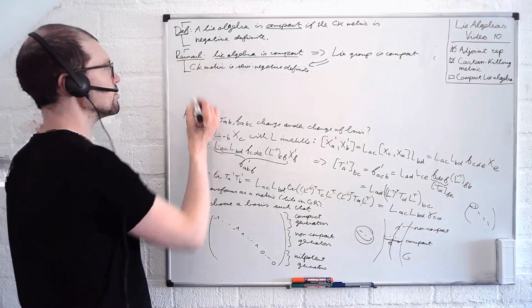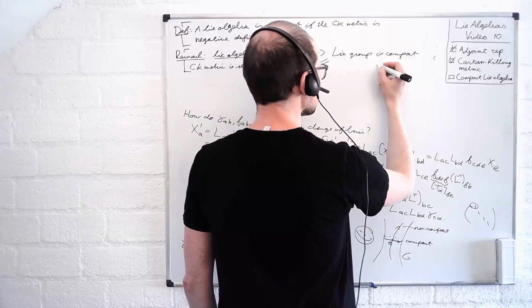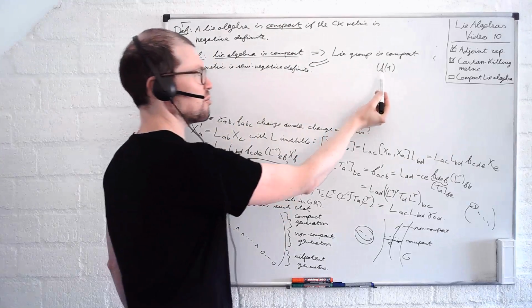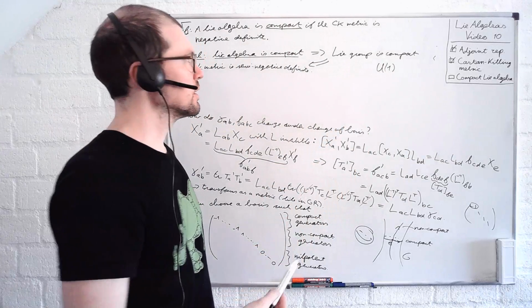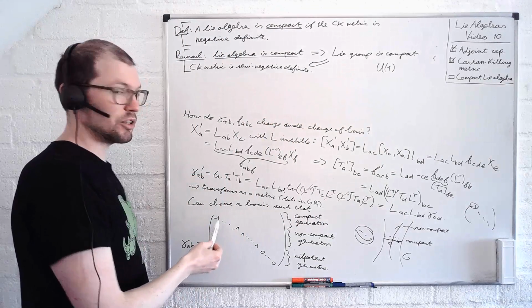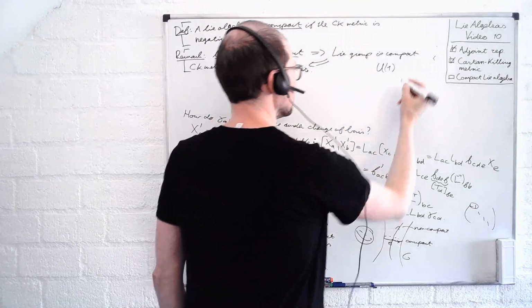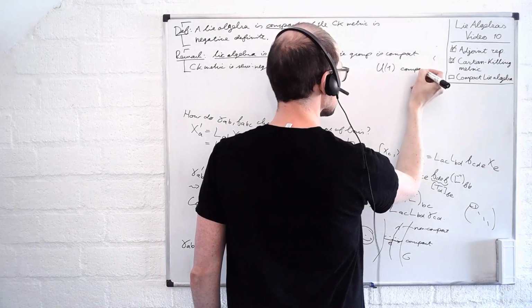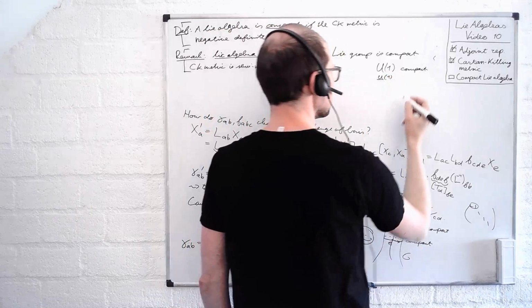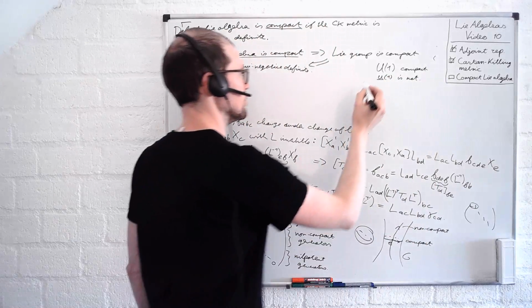An example of a Lie group that is compact is U1. These are just complex numbers of modulus 1. But the Lie algebra is trivial, so in particular it only has a 0 on the diagonal. So it's actually nilpotent. U1 is compact, but its Lie algebra, which we would denote by small u1, is not compact. So this is just a side remark.